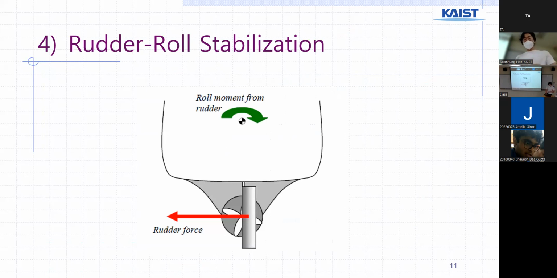There is the rudder roll stabilization, which is like a passive way, like the bilge keel, where a big rudder behind the ship can create a rudder force also against the tipping motion.